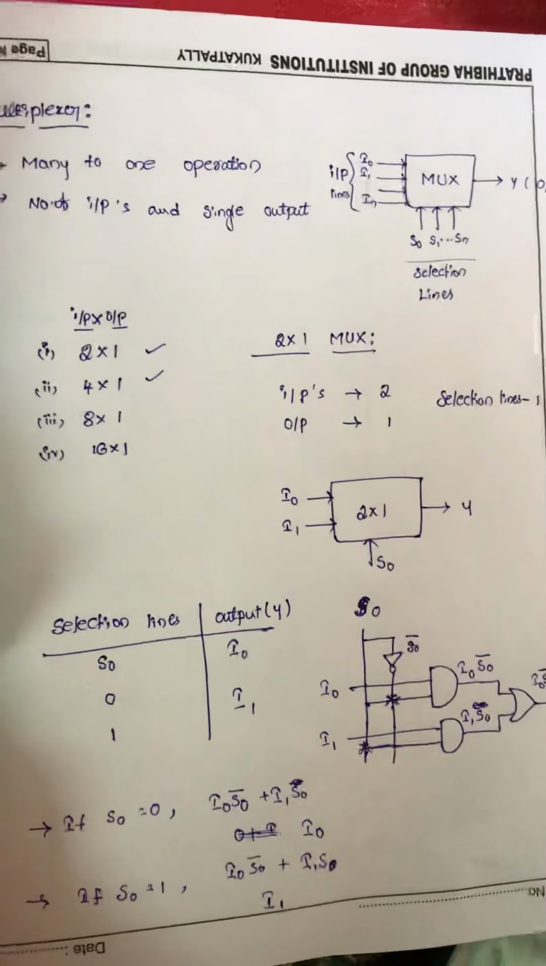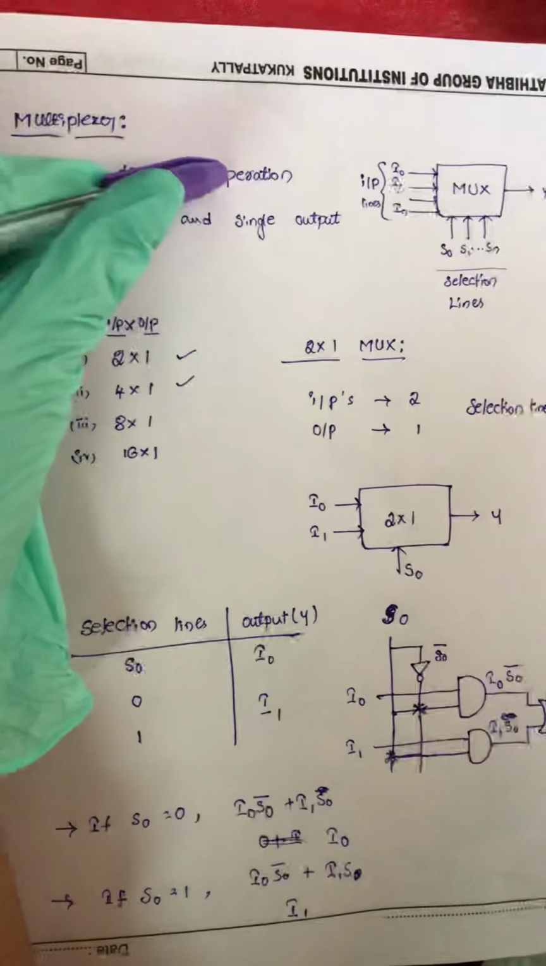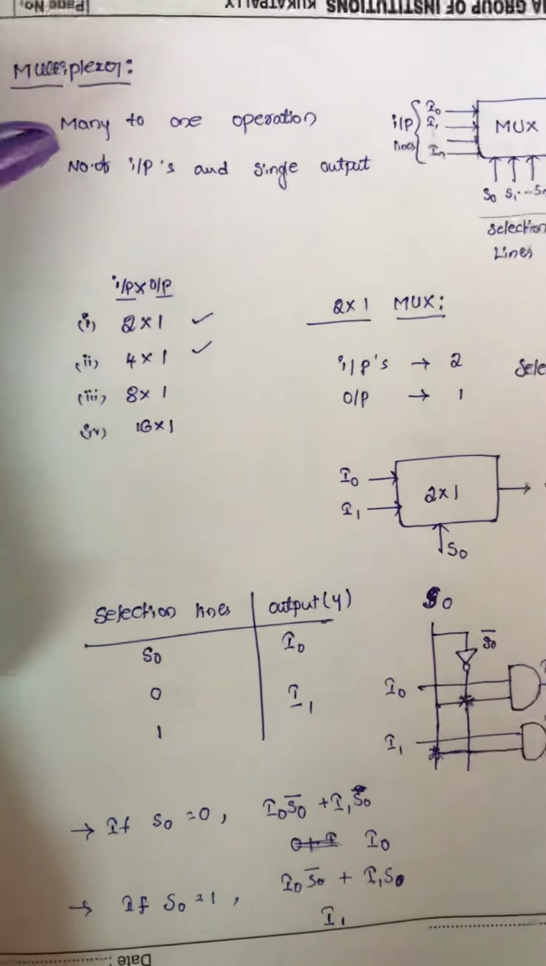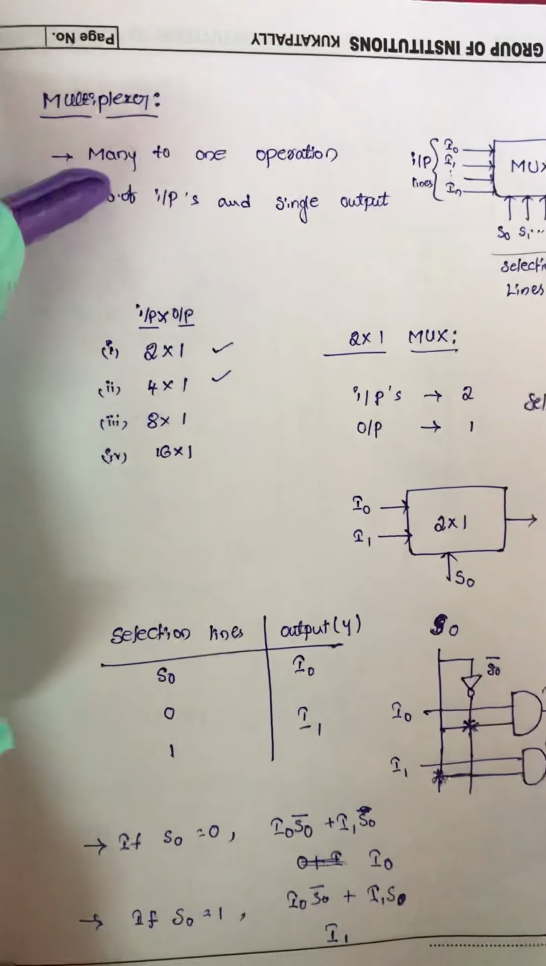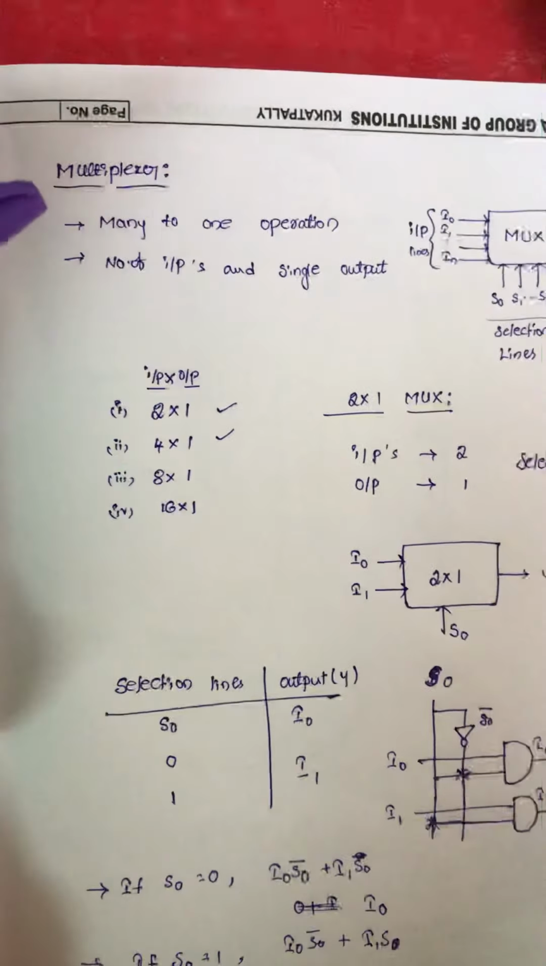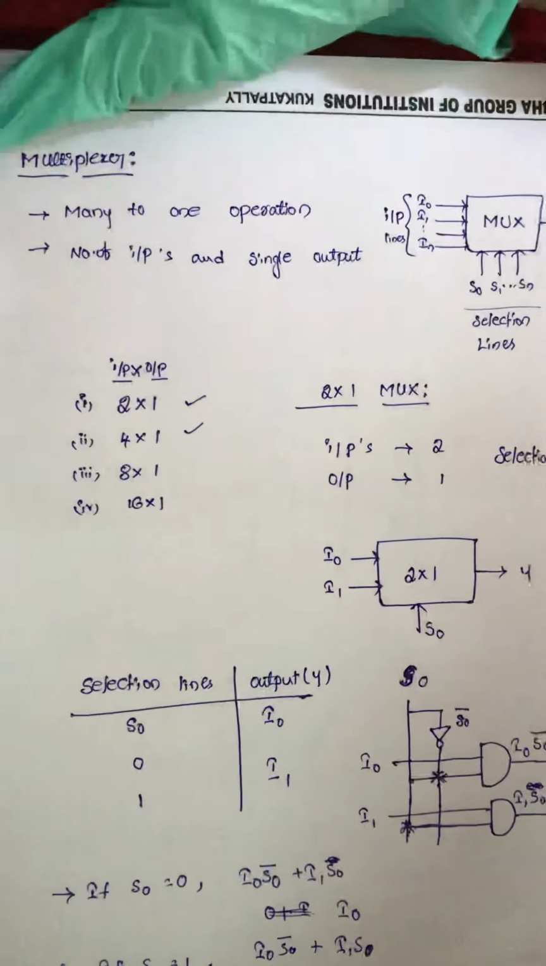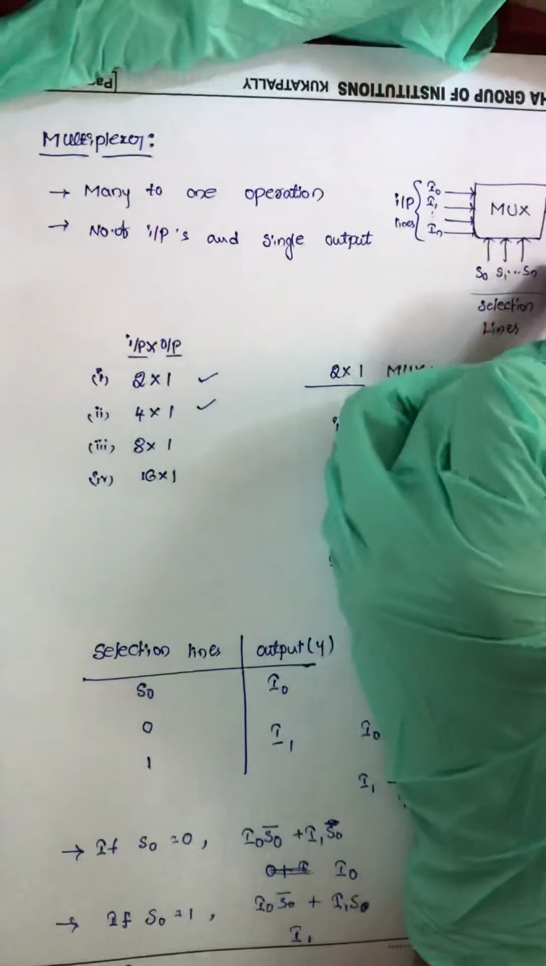So first of all, multiplexer means many to one operation. Many to one operation means the number of inputs is many and it gives a single output. So the multiplexer block diagram can be explained like this.